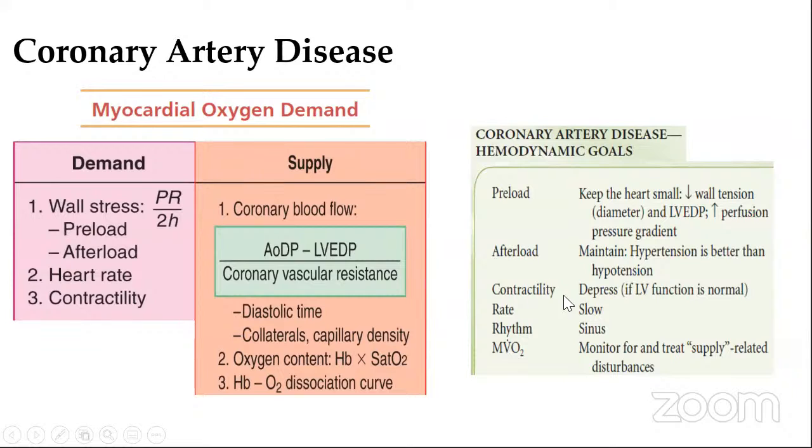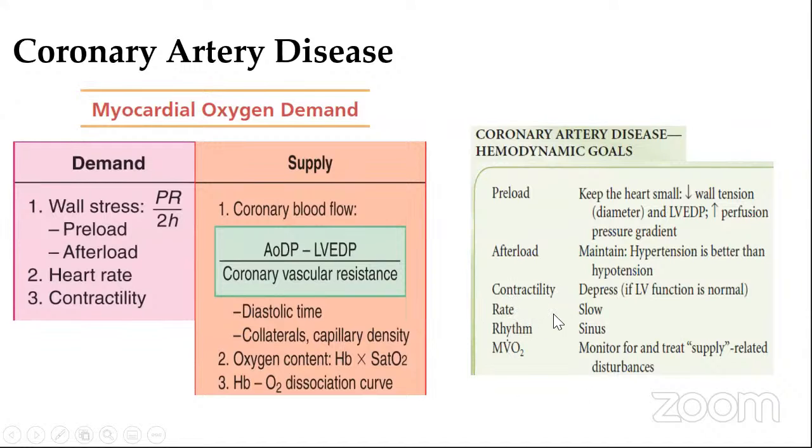Contractility, it depends. If the ejection fraction is fine, let's assume he's 50 or 55 with intact ejection fraction, you can decrease the contractility a bit, because when you decrease the contractility, you're decreasing the demand. But obviously, you cannot depress the contractility if the ejection fraction is 20. You obviously need to support the contractility. So it depends, it's tricky. Are you dealing with a good ejection fraction or severe systolic dysfunction?